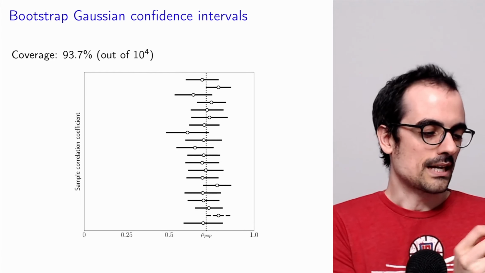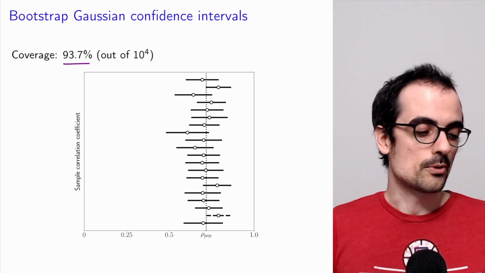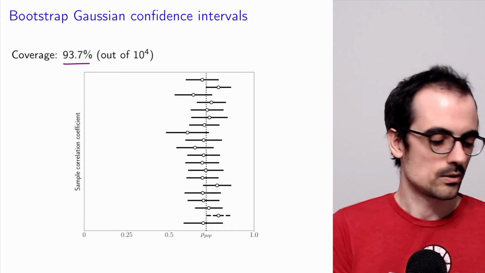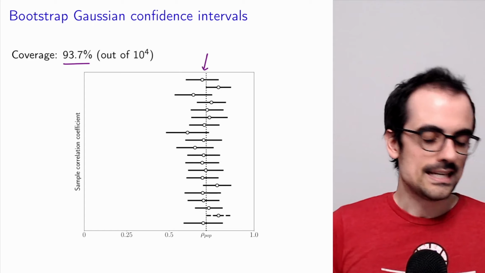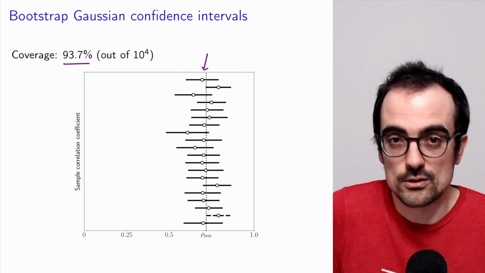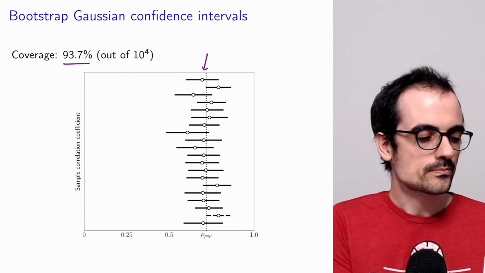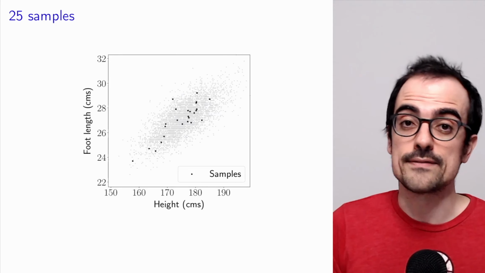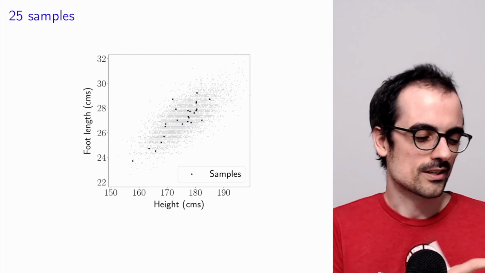And we get a good coverage. So 93.7% of these confidence intervals actually contain the true correlation coefficient, which is here. In this case, we can do this because we have the ground truth population. We can actually check. If I try to apply this to just 25 samples, then it doesn't work so well.